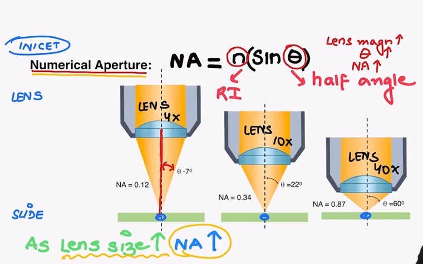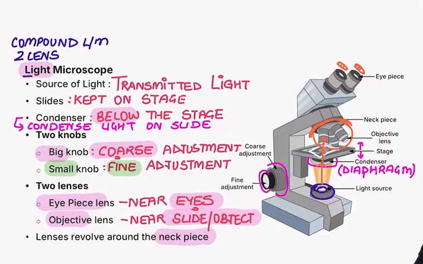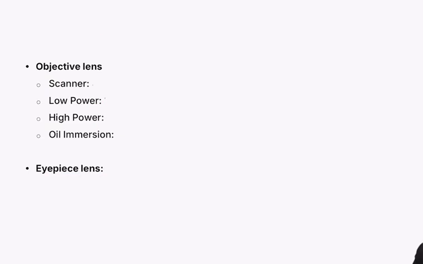Now coming to the basic concept that light is actually passing through two lenses, the objective as well as the eyepiece. This means the final light and the final magnification that I see is going to be a combination of these two lens systems. So what are these lenses and what are their magnifications? First, let's learn those. For the eyepiece lens, because I have only one lens and there is no variation, the magnification is always 10x or 10 times.